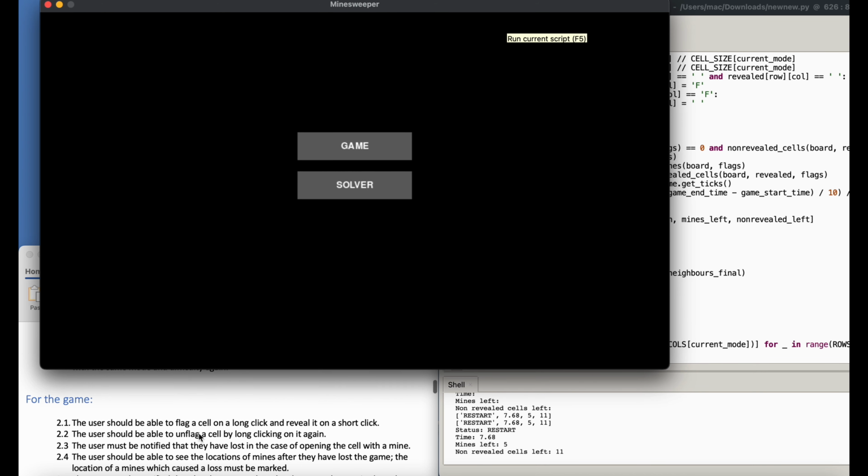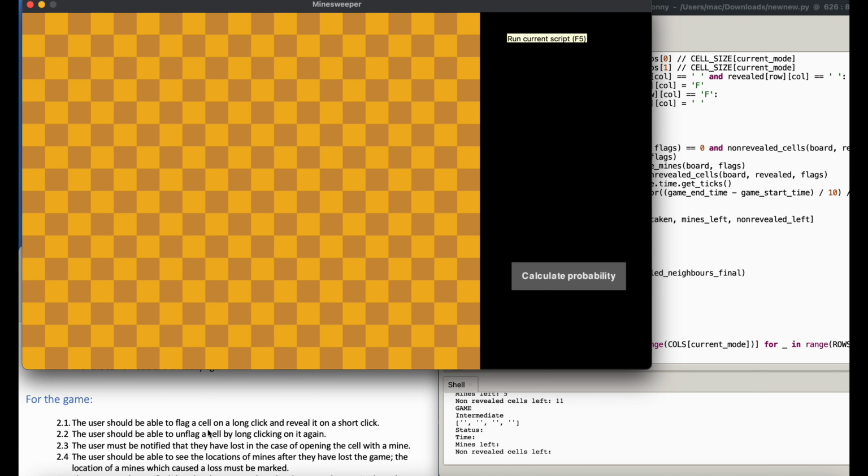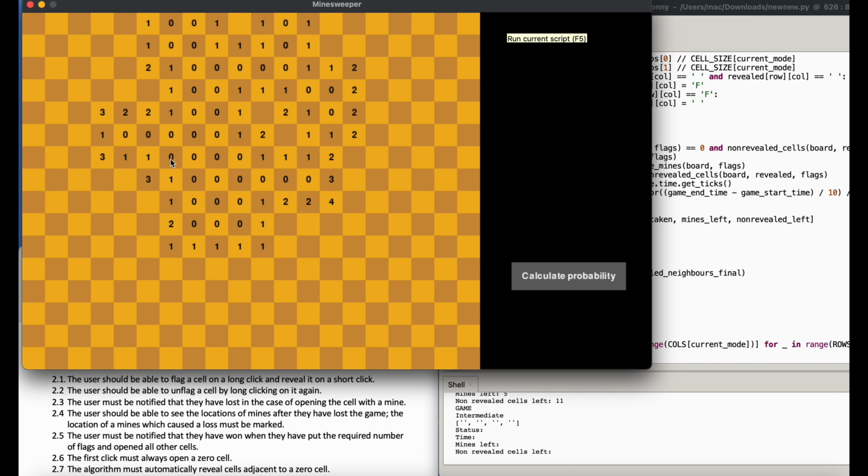Next, let's go to the game objectives. Objective 2.1. The user should be able to flag a cell on a long click and reveal it on a short click. Right now, I'm going to long click on a cell. We can see that we put the gray circle in a cell, which denotes a flag. Right now, I'm going to short click on a cell. We can see that it got revealed.